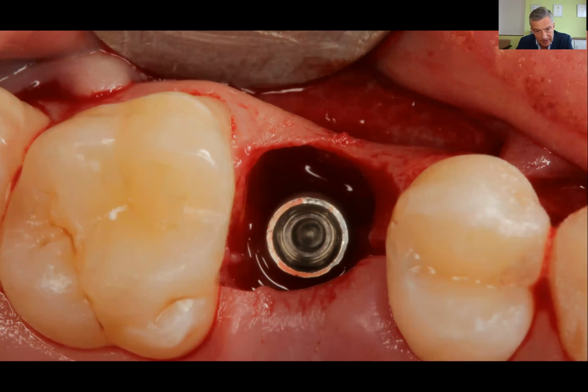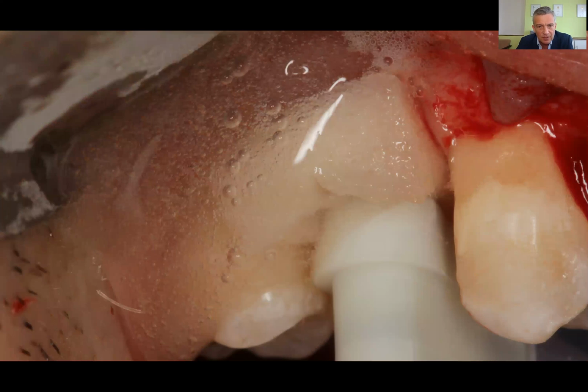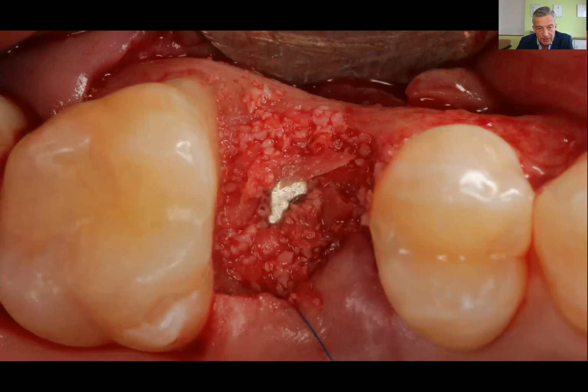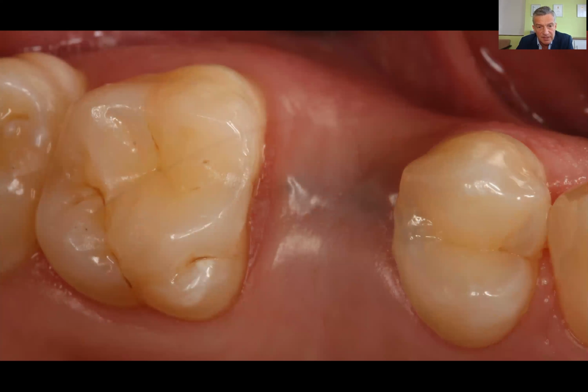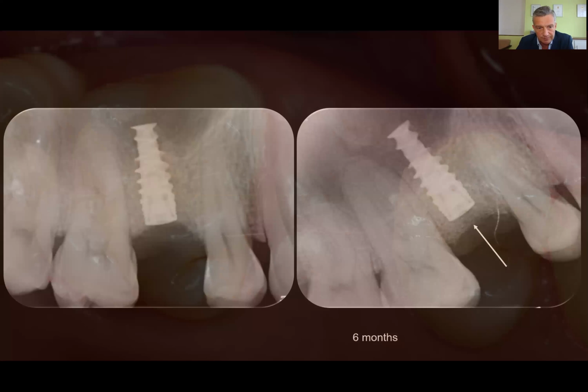A more severe case. We could probe the Schneiderian membrane through this defect. I'm not sure if there was a penetration even into the sinus. The implant was only fixed a little bit on the lingual side. So electrolytic cleaning, augmenting it, and this is the situation before second stage surgery.